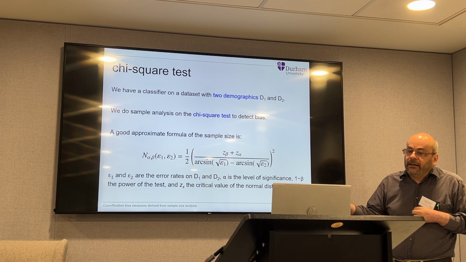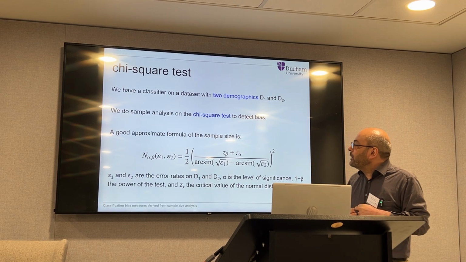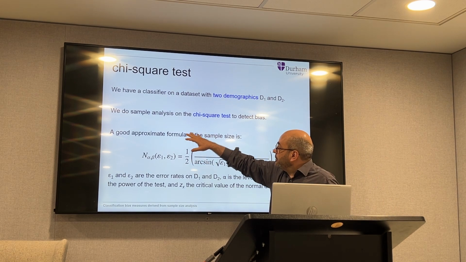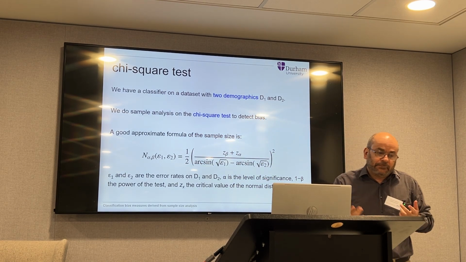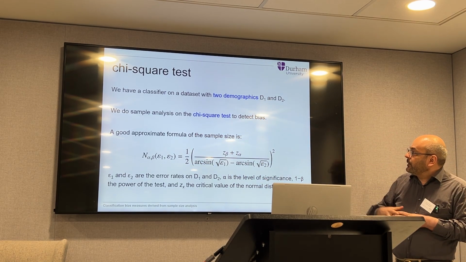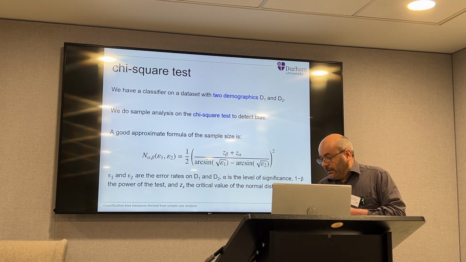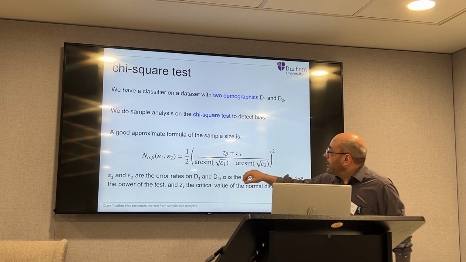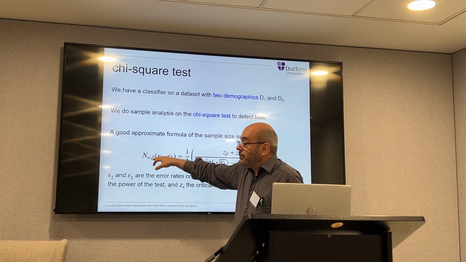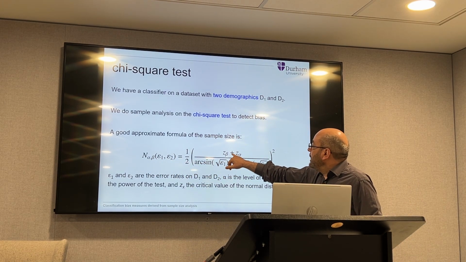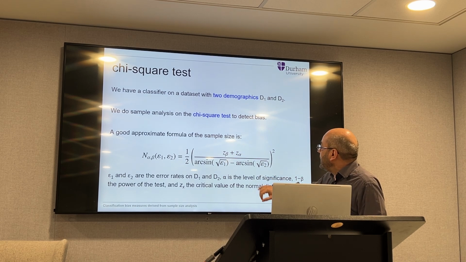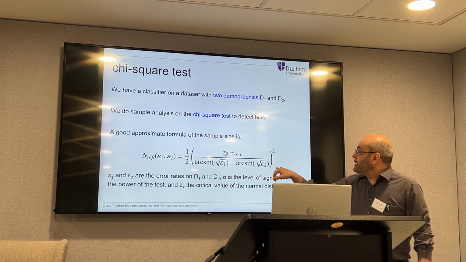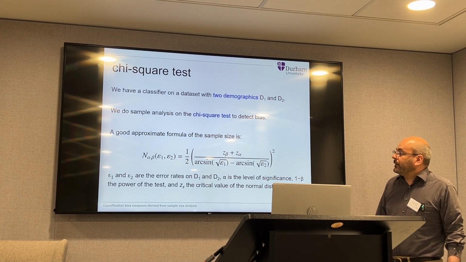It just has a binary outcome, correct classification or incorrect. And in that case, we have a good approximate formula, under some reasonable assumptions for approximating some continuous distribution with discrete ones. This formula says that the sample size should be half Z beta, Z alpha, then arcsine. Here is where the error rates on the two demographics appear, and all this squared.